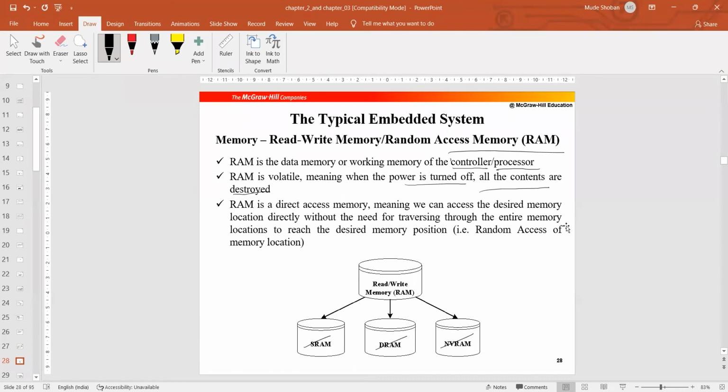RAM is volatile. Volatile means that when power is turned off, all the contents are destroyed. RAM is a direct access memory, meaning we can access the desired memory location directly without the need for traversing through the entire memory to reach the desired position. You can easily access it. So it is read-write memory. RAM is read-write; ROM is only for reading purposes.